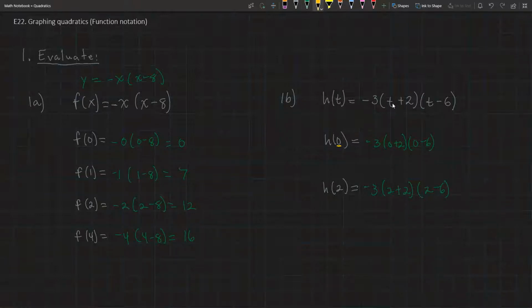I'm sorry, wherever we saw this t, we substituted with the 0. So instead of this t, now it became a 0. Instead of this t, now it became a 0. And same idea here. I'll do a different color. Wherever we saw the t, now it is a 2. Wherever we saw a t on the original equation, now it is a 2. That's what was going on.